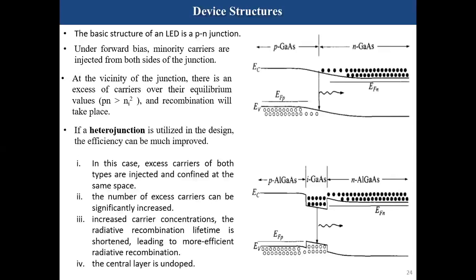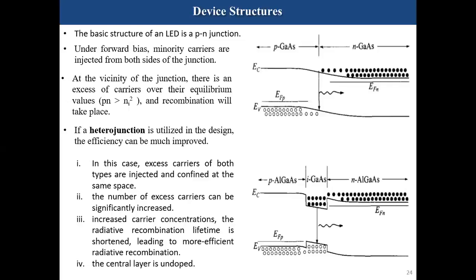If a heterojunction is utilized, heterojunction is basically where the two materials are not the same. Like on the top image, you have gallium arsenide on both sides. Here you don't. In this case, excess carriers of both types are injected and confined at the same place. The number of excess carriers can be significantly increased. With increased carrier concentration, the radiative recombination lifetime is shortened, leading to more efficient radiative recombination.